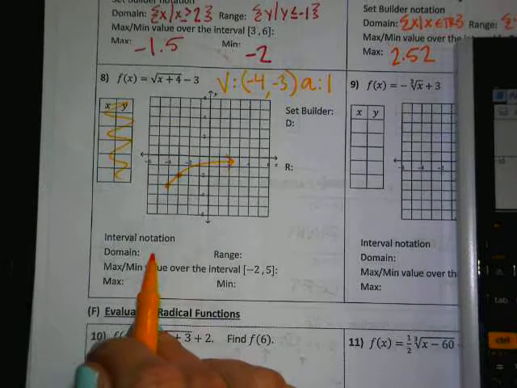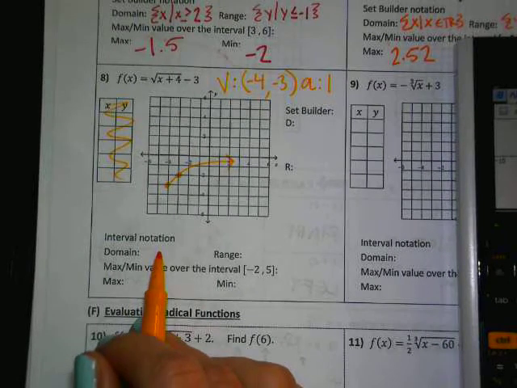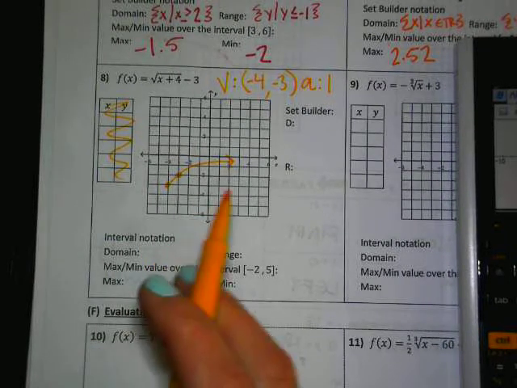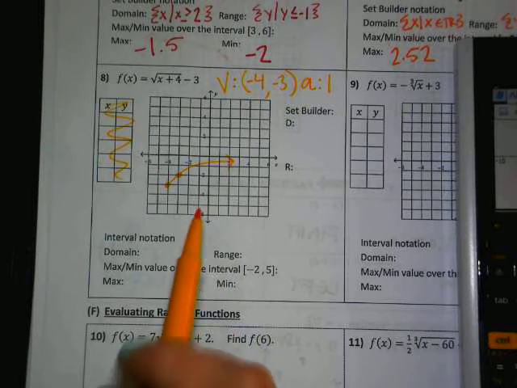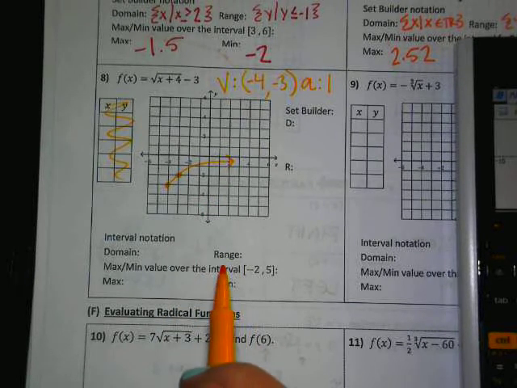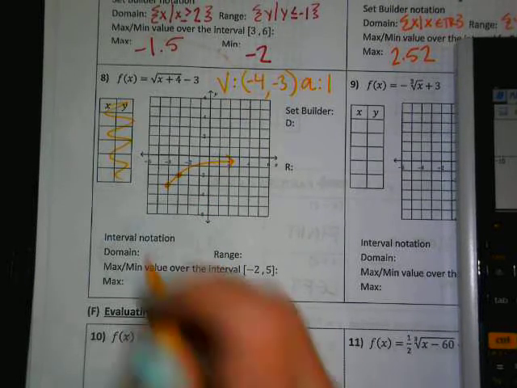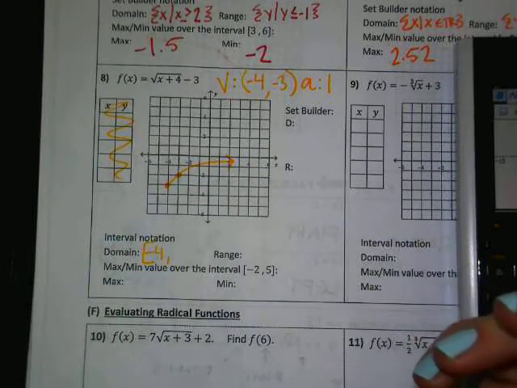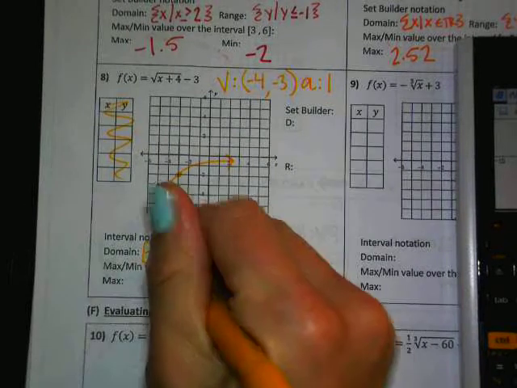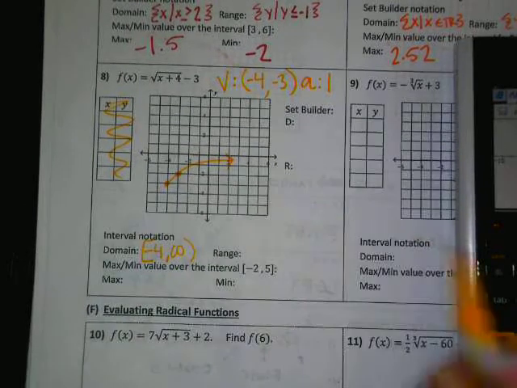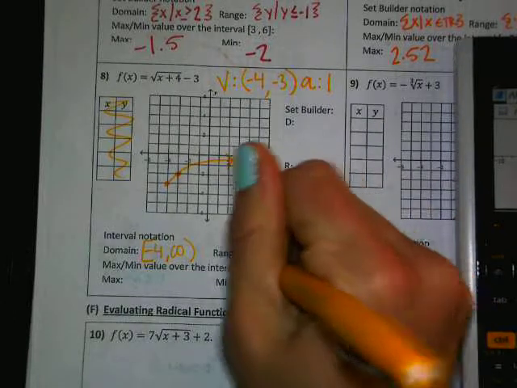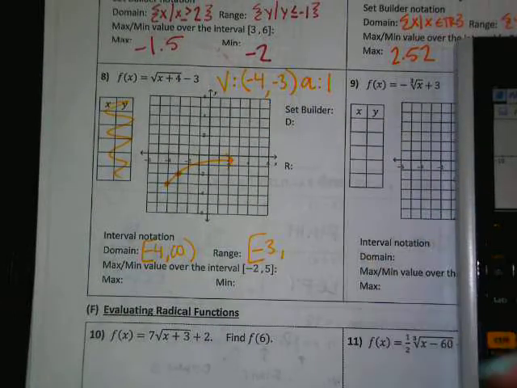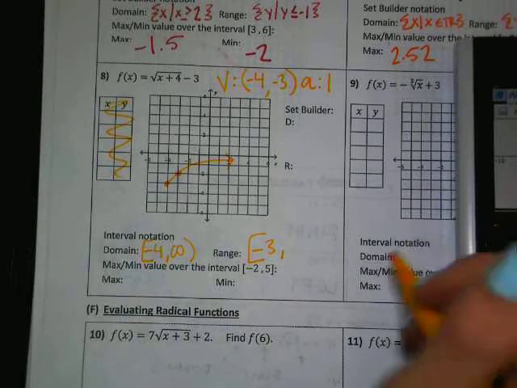I like doing interval notation first. So for the domain, Julian, how far left do I go? -4, very good. And how far right do I go, Fernanda? Infinity. All right, Daisy, how far down? -3. Very good. And Jimena, how far up? Very good.